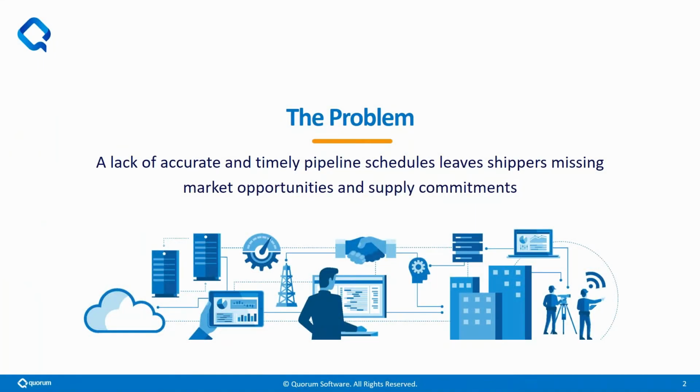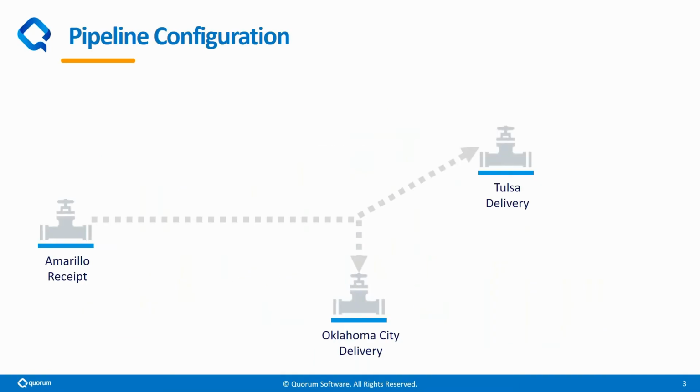At Quorum, we engage with pipeline operators of all shapes and sizes. The biggest challenge that all of them face is being able to accurately and reliably communicate to their shippers and consignees when their volumes will arrive, while at the same time protecting the integrity of the batch. If shippers don't receive volumes when they expect to, there are missing market opportunities and supply commitments that could cost them millions.